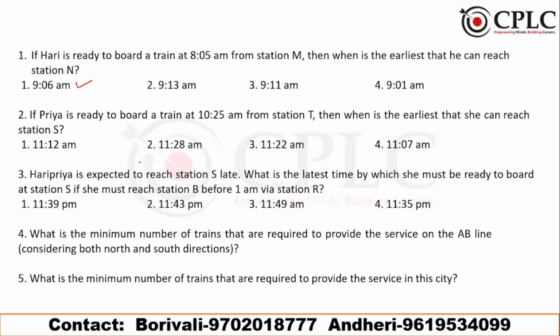So Priya is going to take a train at 10:25 from station T and will be reaching station S, the earliest time that she can reach S. Now for Priya to reach S from T, she can do that in two ways, either via R or via V. So that's the scheme for Priya.